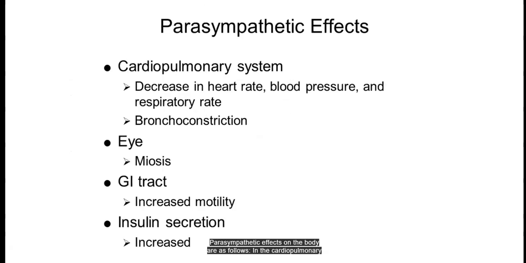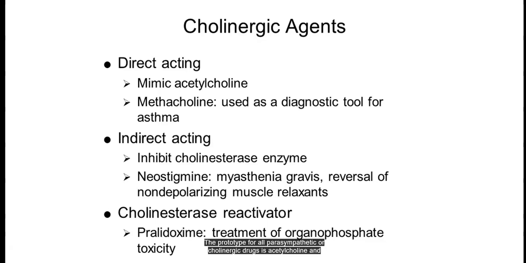Parasympathetic effects on the body are as follows. In the cardiopulmonary system, you will see a decrease in heart rate, blood pressure, and respiratory rate, and importantly for us, bronchoconstriction. In the eye, miosis, which is pupil contraction, increased motility in the digestive system, and increased insulin production. The prototype for all parasympathetic or cholinergic drugs is acetylcholine, and the drug of most importance in this category is methacholine.